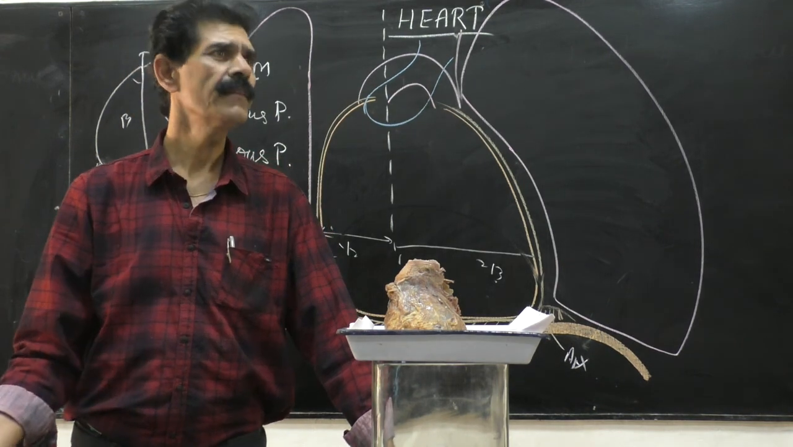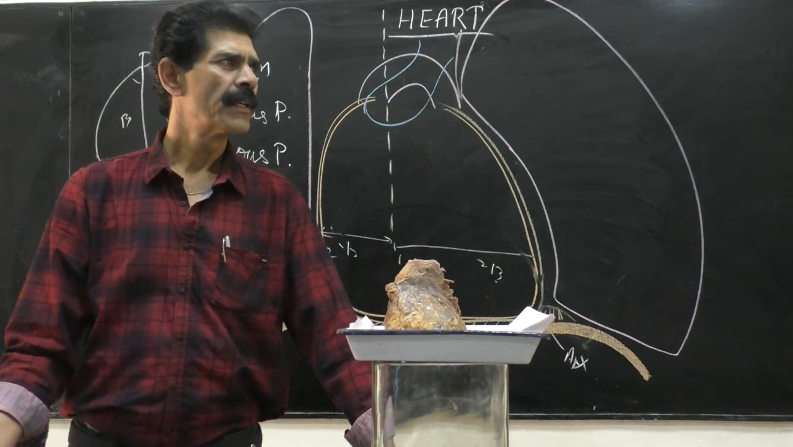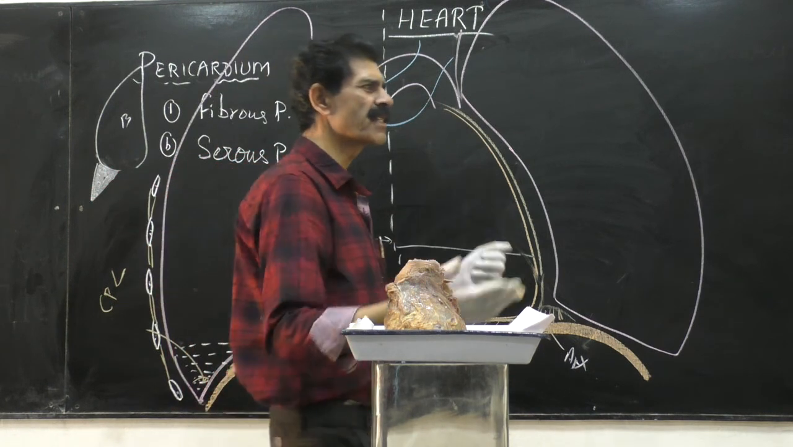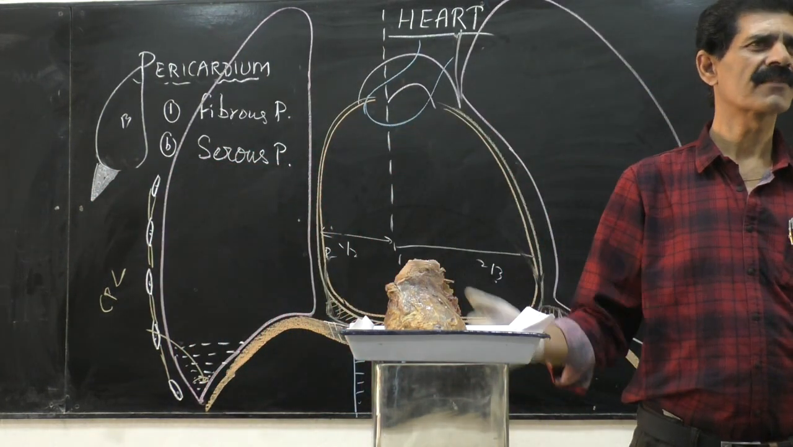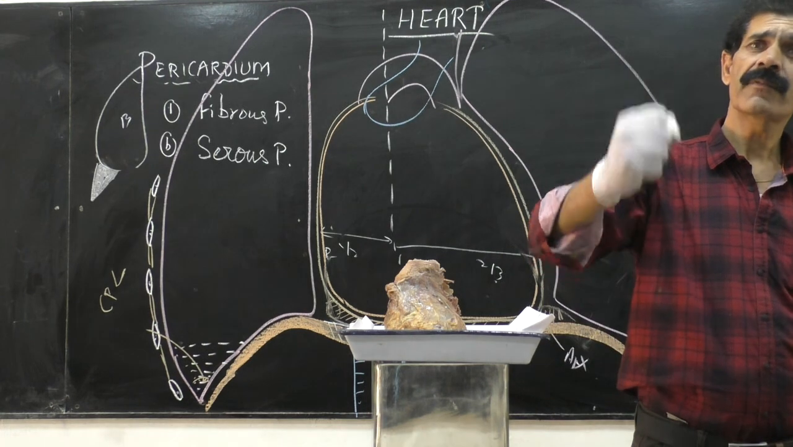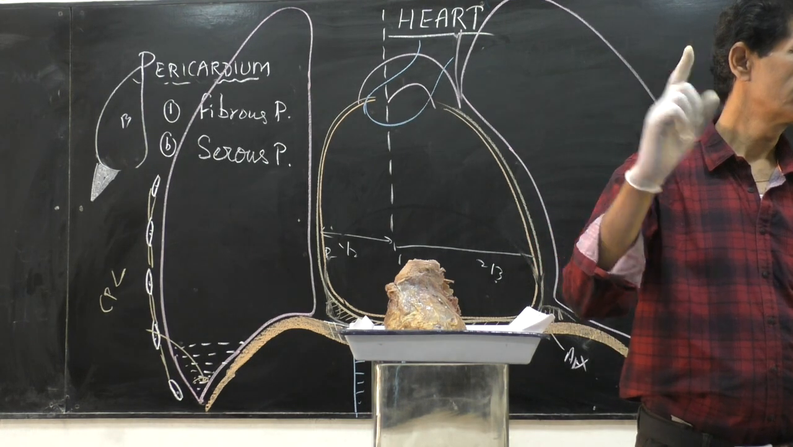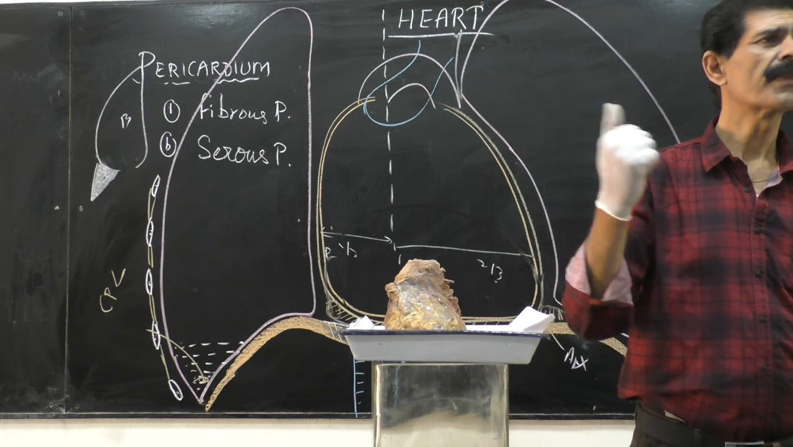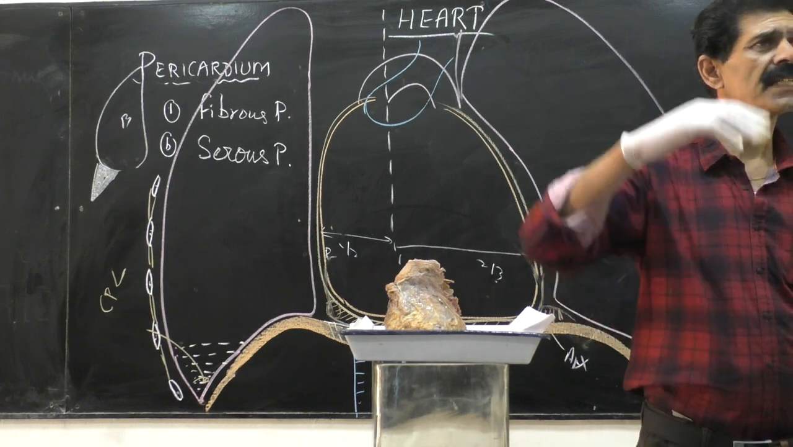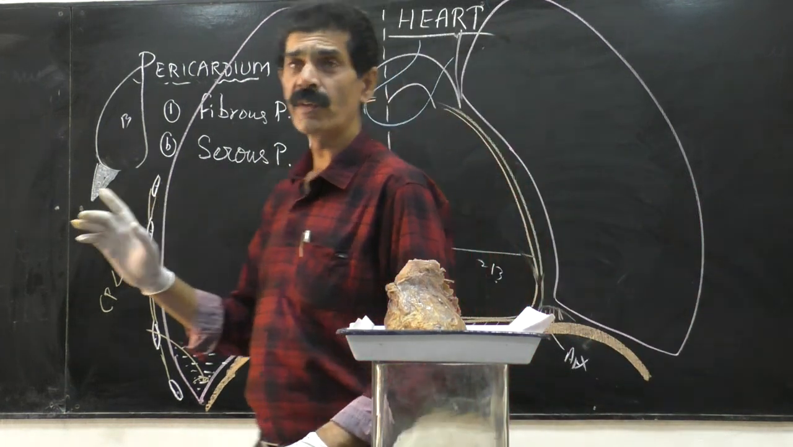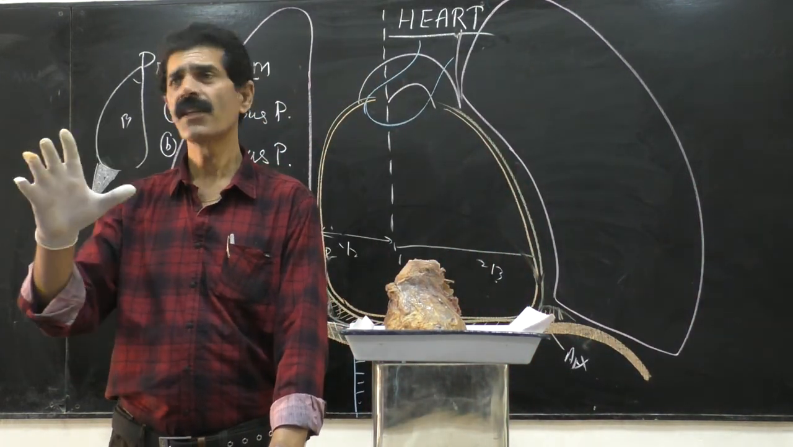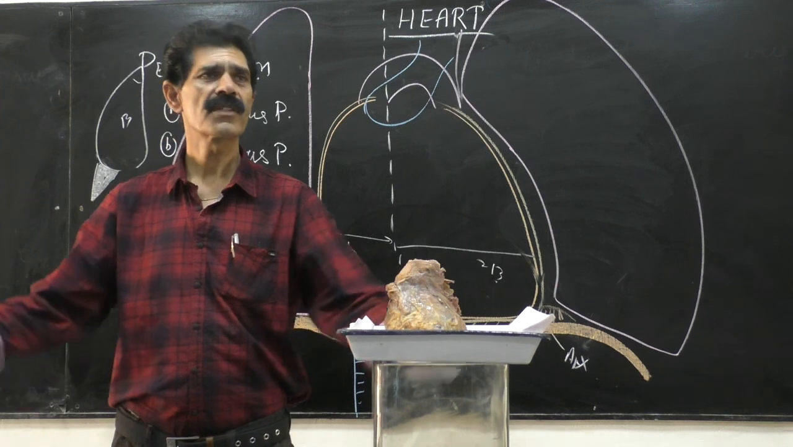And it works well then. If its site is changing with the position of the human body, how can it work? So it has been made without bones. So that is the fibrous pericardium, fixed in such a way that the heart doesn't move in it. It remains in it and works very well.